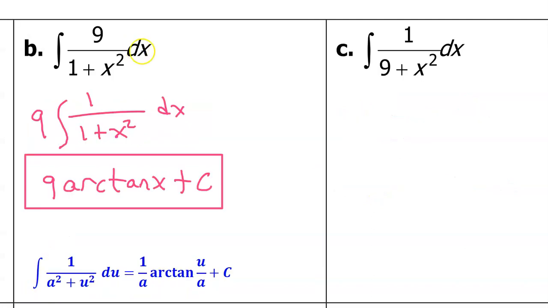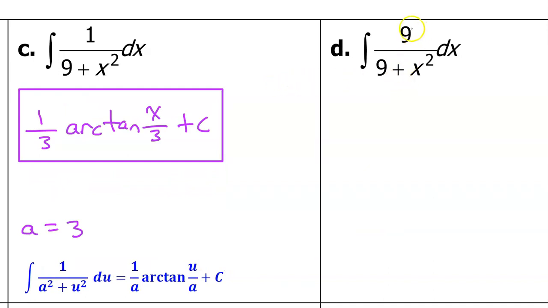For part C, we see the 9 as the constant in the denominator. That will change the value of a. a is always the square root of this constant, so a is 3. Looking at the rule, we have 1 over a in the very front. So we will now have 1 over 3 in the front. And then arctangent of u over a. So in this case, that'll just be x over 3 plus c.